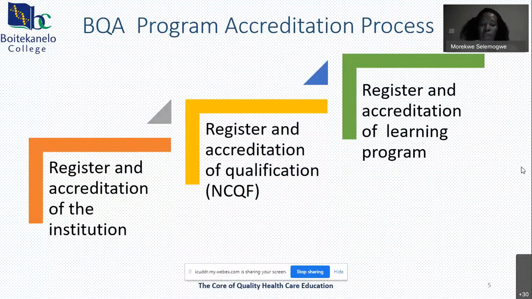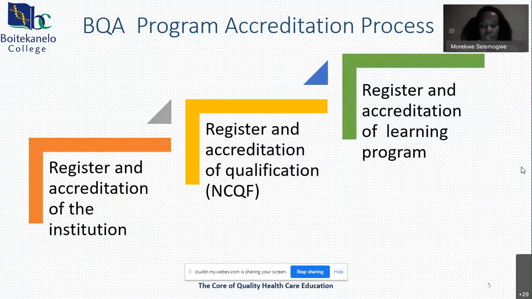So for us at the college, we looked at what type of qualification we wanted to embark on. Is it a master's program? Is it a bachelor's degree program? Is it a postgraduate program? I will share with you shortly what informed us in choosing a qualification, right? And then the third: after a qualification is registered and accredited, we then register and accredit a learning program.